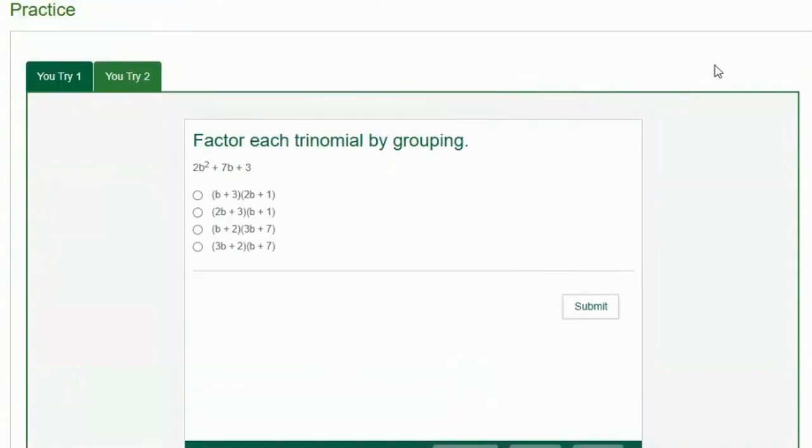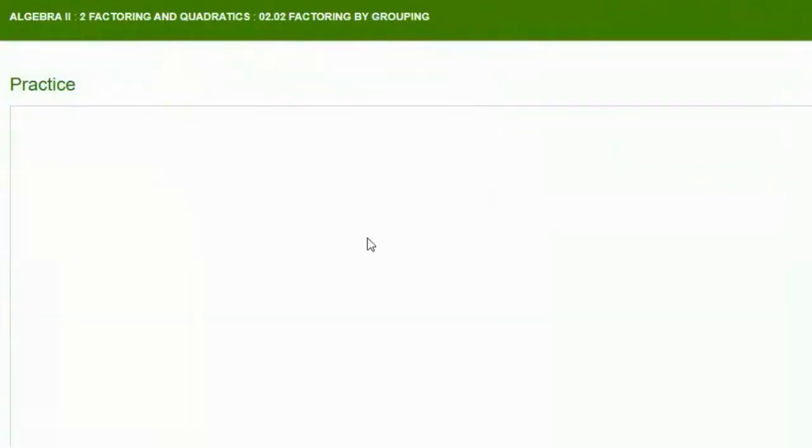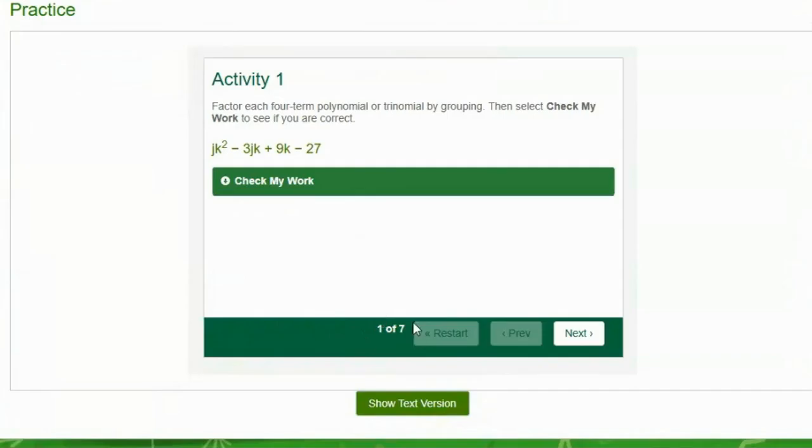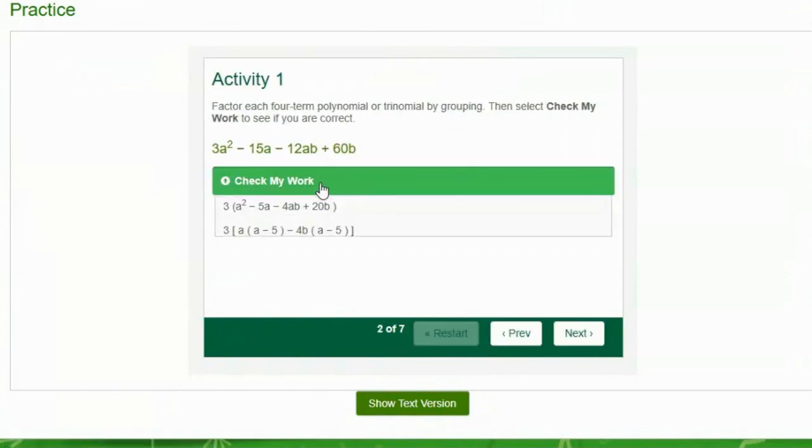I'm going to move on to some of the harder examples, the trickier ones perhaps. This has 7 problems right here, and these are ones where you factor this and then check your work. They'll give you the answer right there. Factor this, a and a b. Check your work.